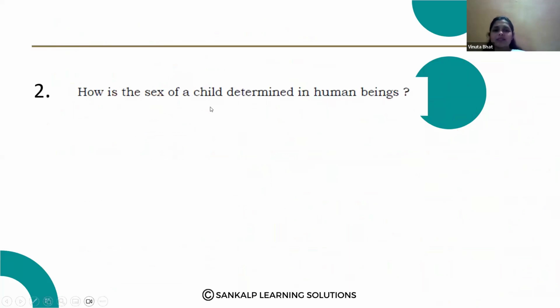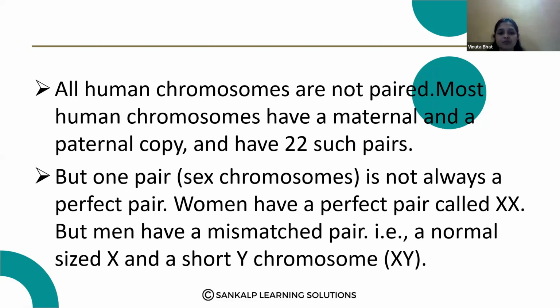Next question. How is the sex of the child determined in human beings? That is also one of the important questions. How is the sex of the child determined in human beings?